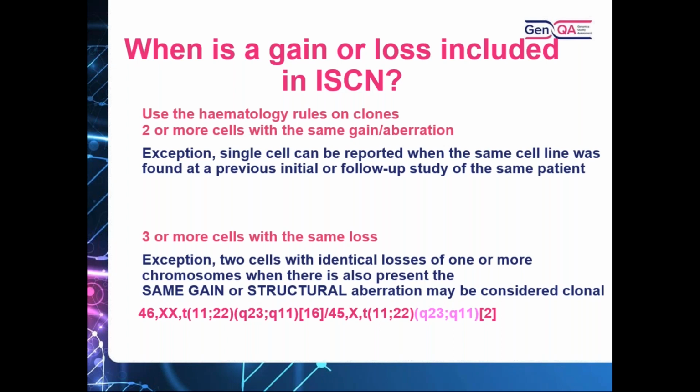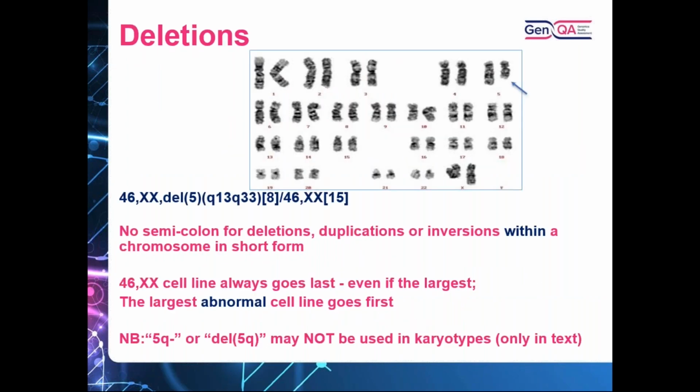And the exception is when you've got 2 cells with identical losses of 1 or more chromosomes, when there's also present the same gain or structural aberration, then it can be considered clonal. So if we had the translocation 11;22 in most cells, but you've got a loss of the X chromosome, because it's with a structural aberration, you could report that.